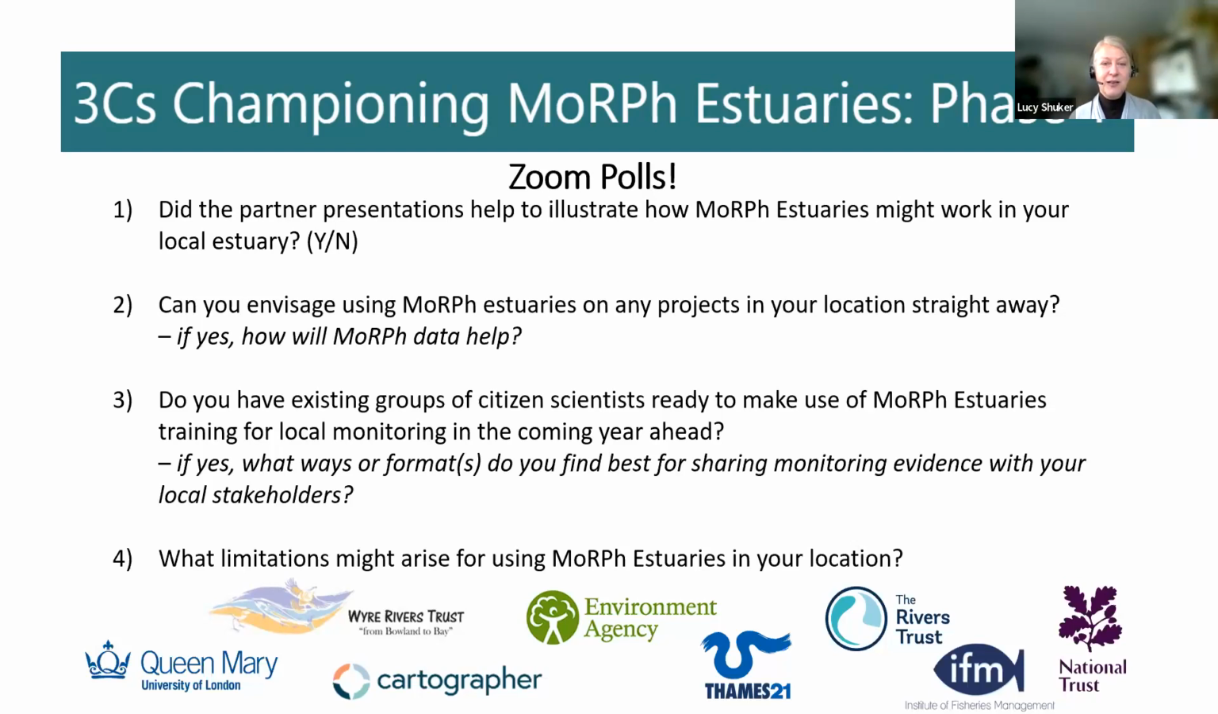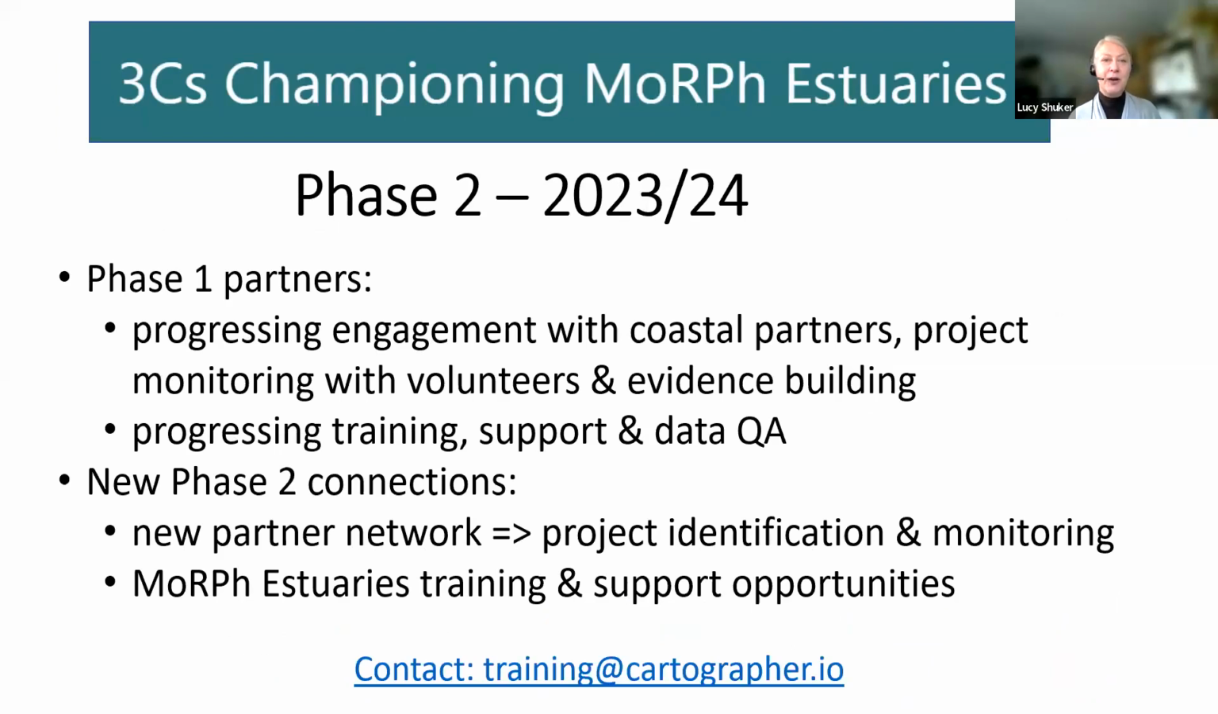So the last slide that I've got was really just a quick one about phase 2, which is obviously what's coming forward now. We're busy preparing our expression of interest to apply for the funding, and our vision for phase 2 currently, just to summarize it, is that we're continuing to work with our existing partners, supporting them with progressing their engagement with other coastal partners in the regions that have been identified as part of the Coastal Partnership Network, also to hopefully see them continue to monitor through the projects that they've identified, working with volunteers and building evidence in their areas to help demonstrate the value of MoRPh Estuaries.